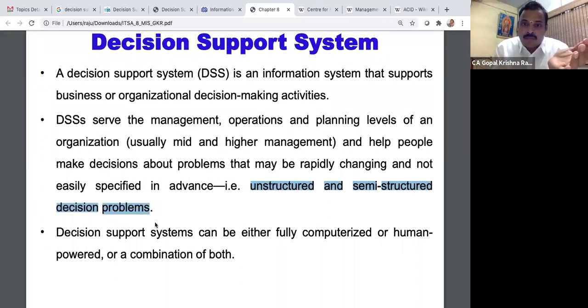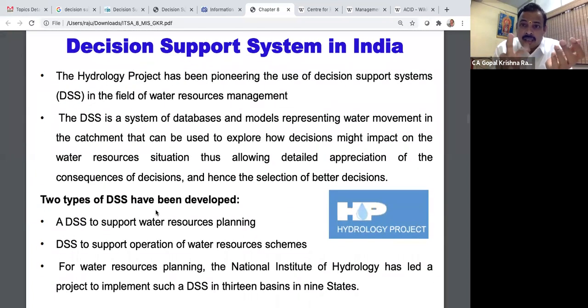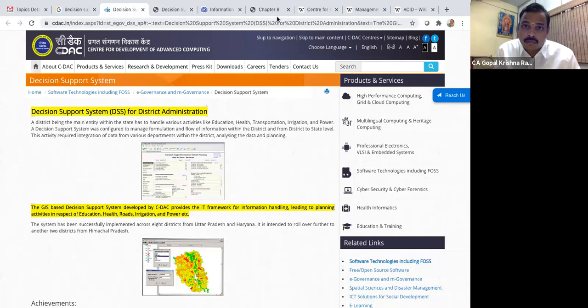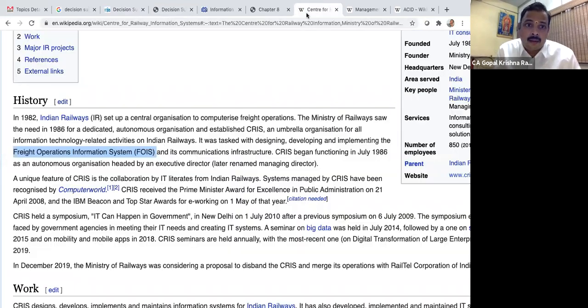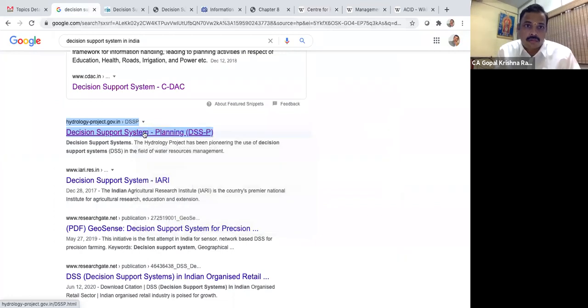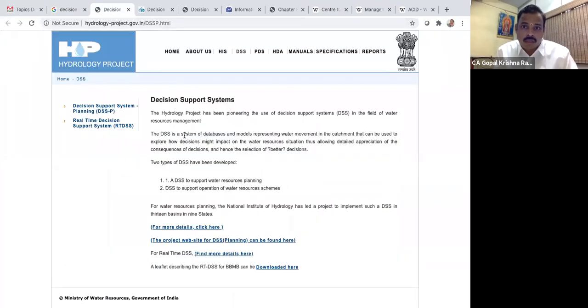Now these are examples of, please look here guys. Can you give me an example of a decision support system in India? This is an example. Please look here. Hydrology. Look here, guys. This is the Ministry of Water Resources, Government of India. And they are using a decision support system. For what? The Hydrology Project. Please read what the Hydrology Project is.